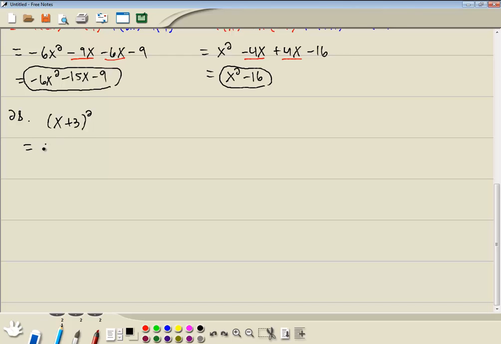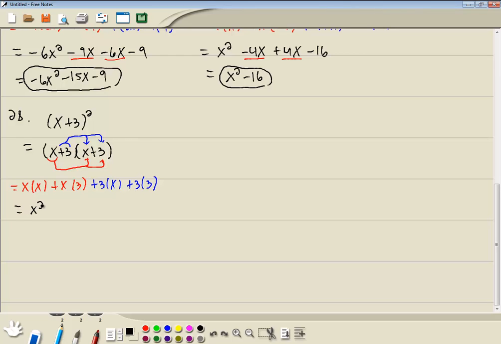What we have to do here is rewrite it as x plus 3 times x plus 3. And now we're going to multiply just like normal. There's actually a formula for doing this, but why memorize another formula when your steps will work no matter what? So I'm going to take this first term, the x, and multiply it times the x over here and times the 3. So we got x times x and x times 3. And then we'll take our second term, the 3, and multiply it times the first term over here and times the second term. So we'll take 3 times x, and we'll take 3 times 3.